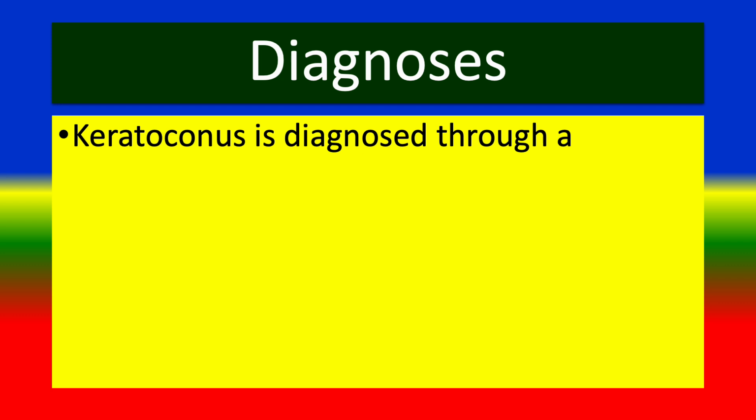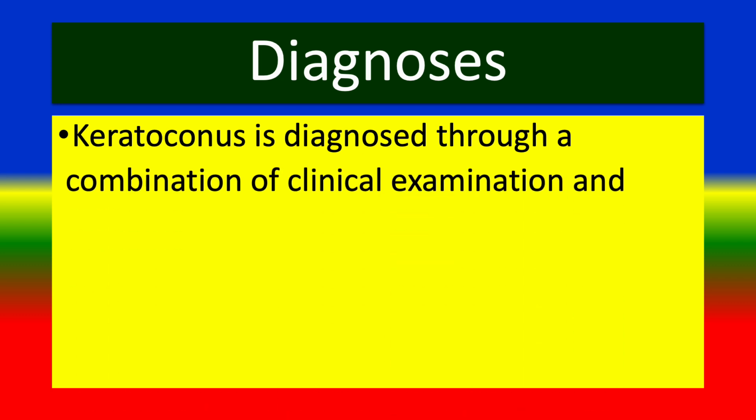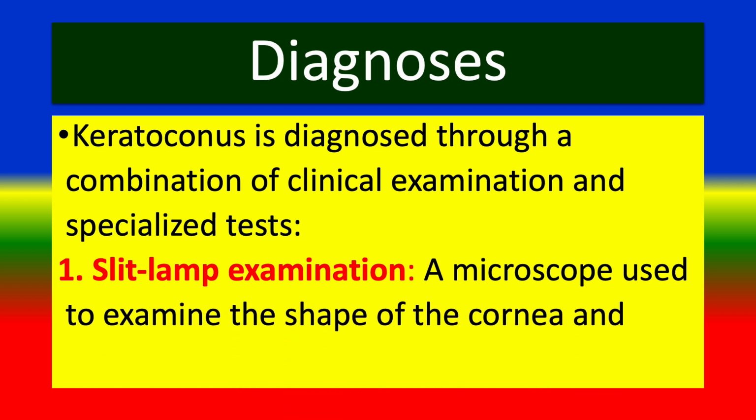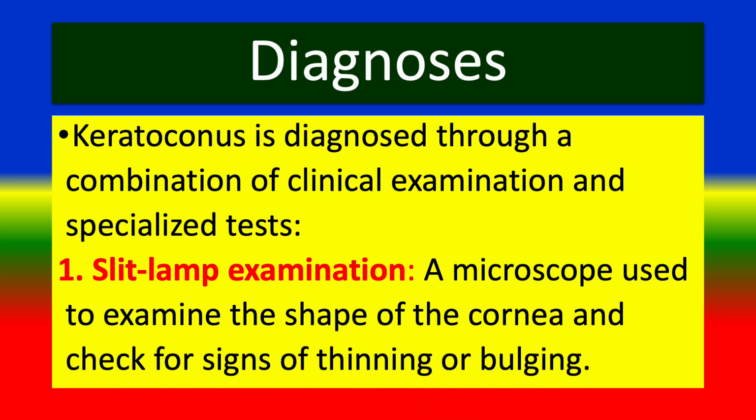Diagnosis. Keratoconus is diagnosed through a combination of clinical examination and specialized tests. 1. Slit lamp examination. A microscope used to examine the shape of the cornea and check for signs of thinning or bulging.